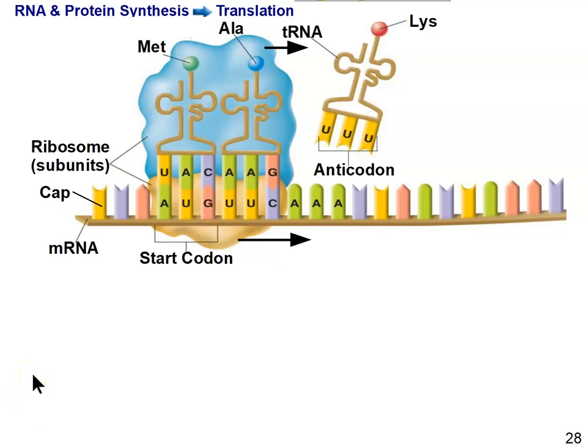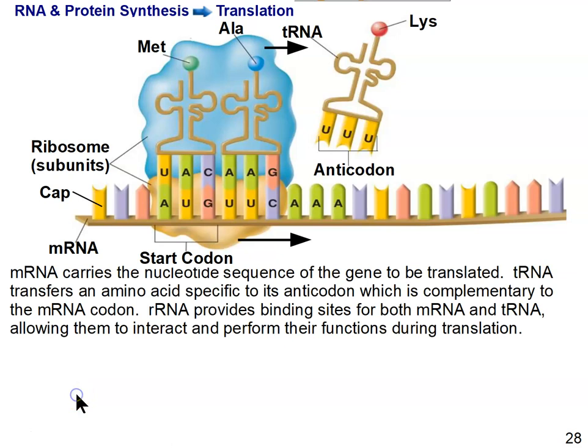It's difficult to understand the process here because it is a dynamic process. It's moving. Components are interacting with each other and changing, and that's difficult to understand in a static image like this. So that's why you're working on the lab. That's why there are all kinds of videos that I would suggest you watch to see how this process actually works. But messenger RNA carries the nucleotide sequence of the gene to be translated, right?